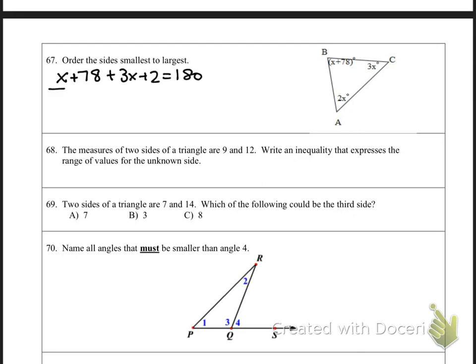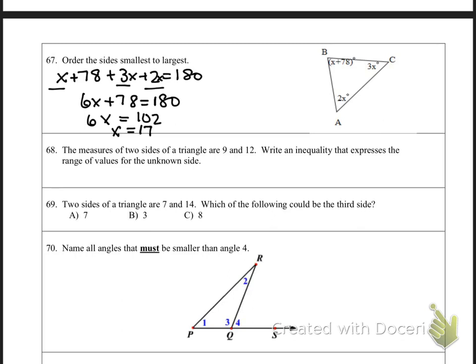So I get x and 3x, and I think this is actually supposed to be 2x. So 2x. So that is 6x plus 78 is equal to 180. And then 6x is equal to 102. So x is equal to 17.